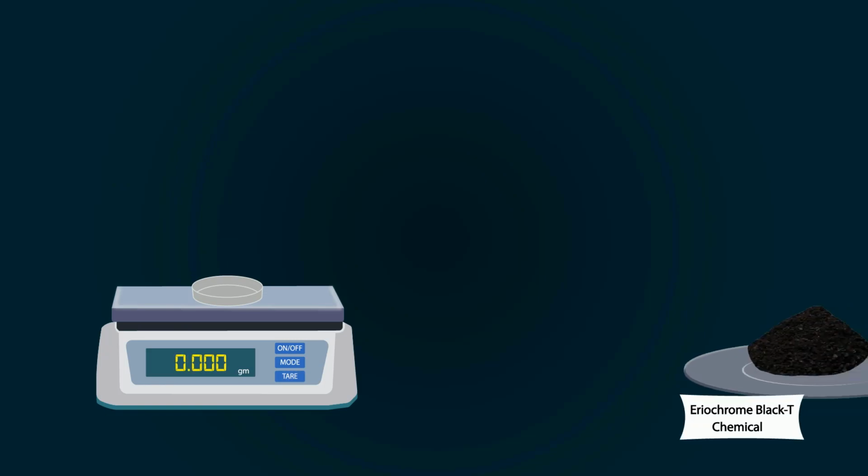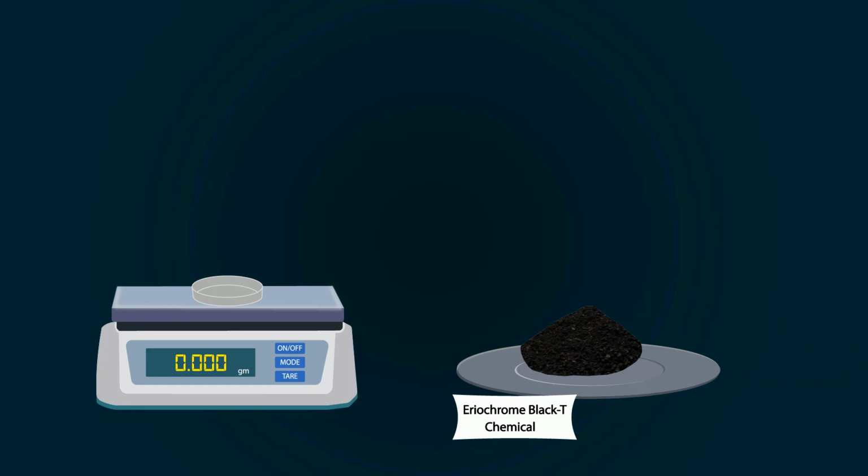First of all, take a weight balance and power it on. Put a petri dish on it and tare it. Now take Eriochrome Black T chemical from the stock bottle. Put Eriochrome Black T into the Chinese dish with the help of a spatula. Weigh precisely up to 5 grams.